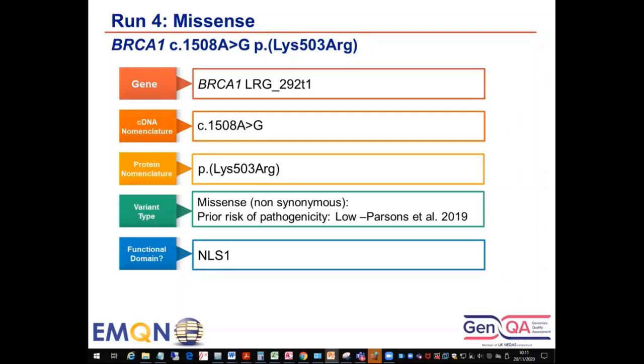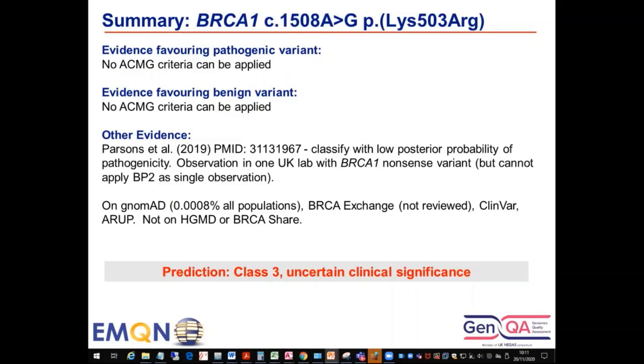The next variant we're discussing today is BRCA1 c.1508A>G, and at protein level lysine 503 to arginine. So this is a missense variant, which is non-synonymous, and the prior risk of pathogenicity in the Parsons et al. 2019 paper was calculated to be low. So in terms of the ACMG evidence favouring both pathogenic and benign classifications for this variant, there are no criteria that can be applied. So the only evidence we could find either for or against pathogenicity in this variant was the Parsons et al.